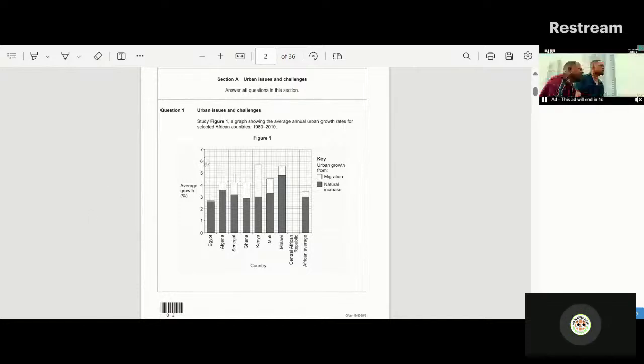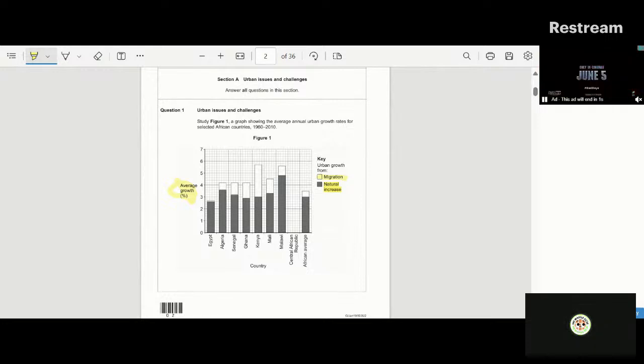Okay, so what is this showing? You've got average growth, and then you've got all of the African countries, you've got natural increase, you've got migration, and those are the two bits of urban growth. Now, this was one of the predicted topics, I believe, so it's important you pay attention here. Okay.